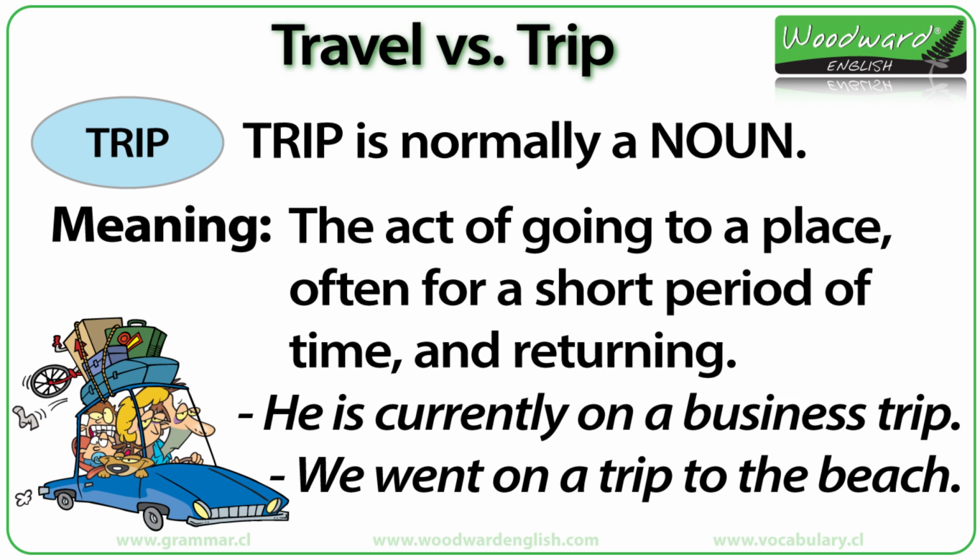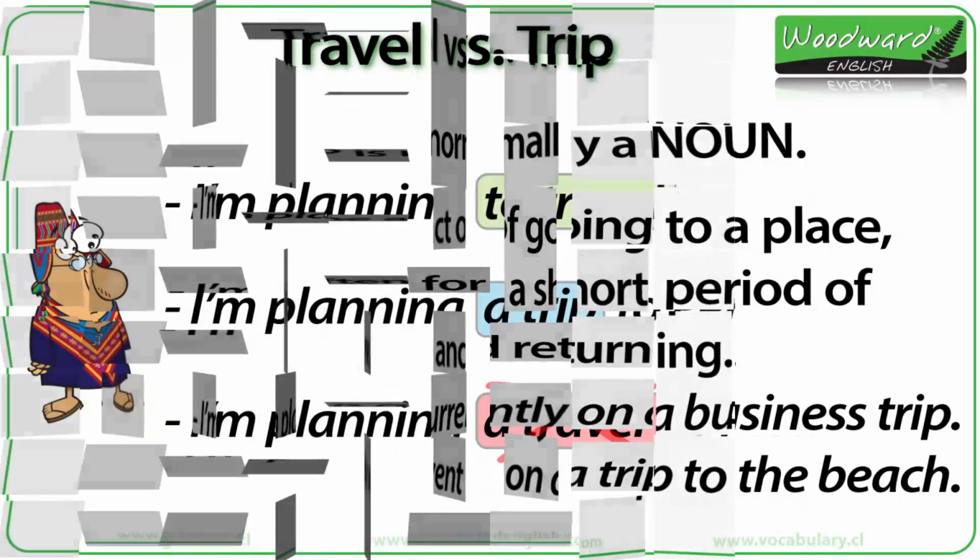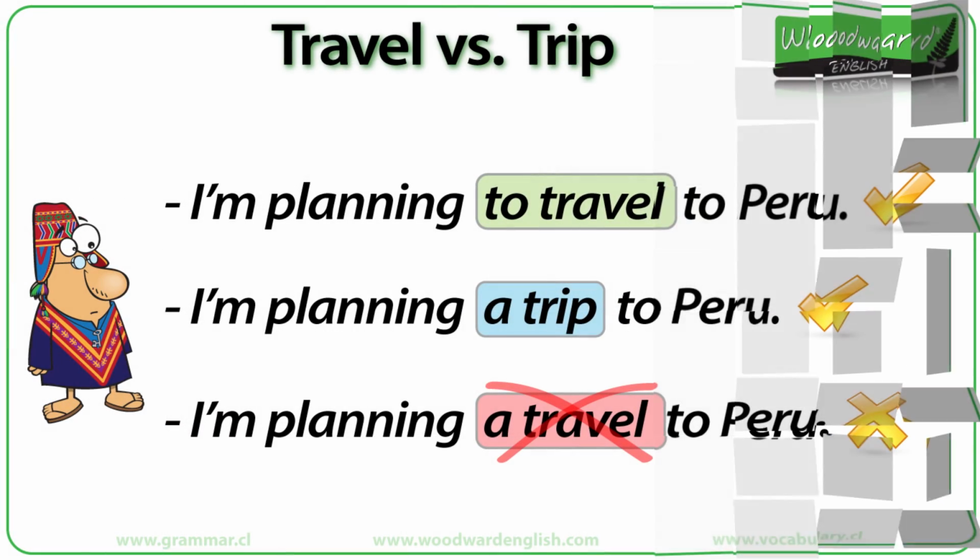The next example, we went on a trip to the beach. We went to the beach and returned the same day. It was a day trip. We normally say go on a trip. In this case, the past tense was used, went on a trip. We can also say take a trip. Okay, let's compare the difference.